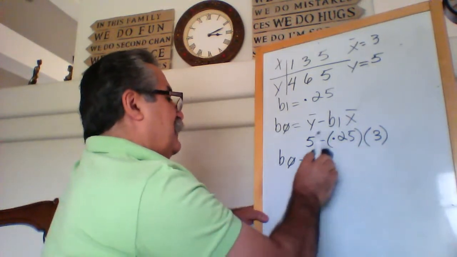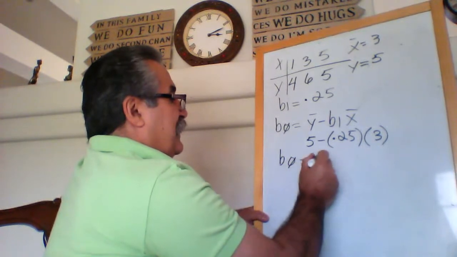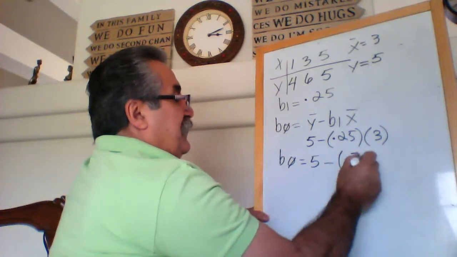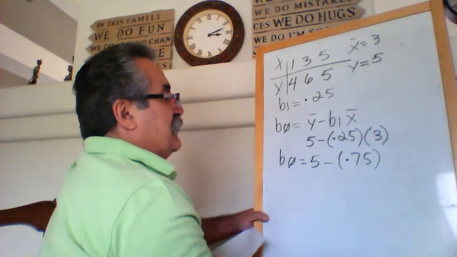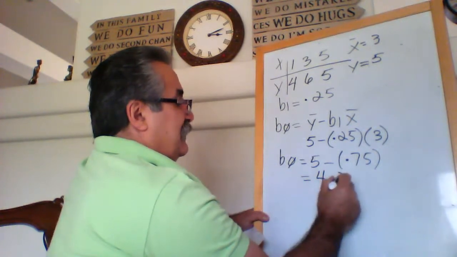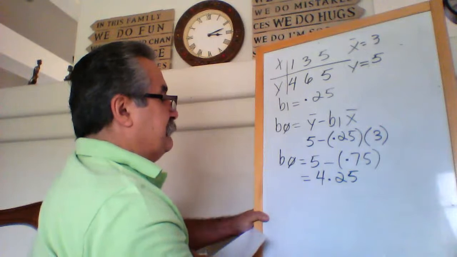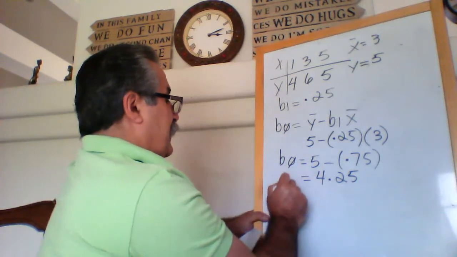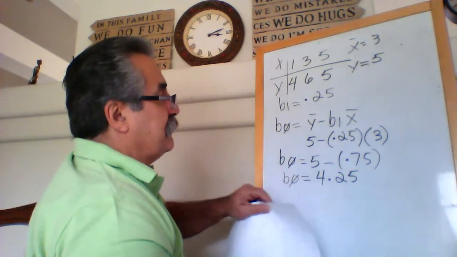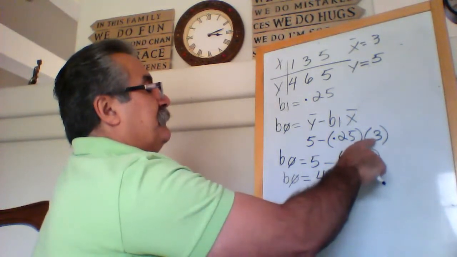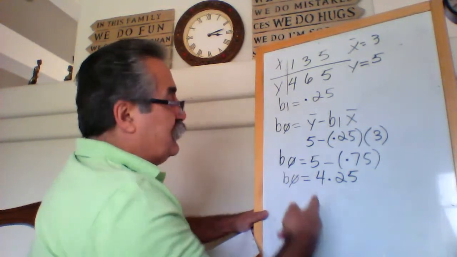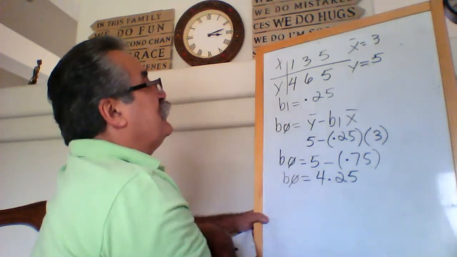Sorry, I made a mistake. 5 minus 3 times 0.25, that is 5 minus 0.75, which is 4.25. So our B0 is 4.25. Our B1 is 0.25.